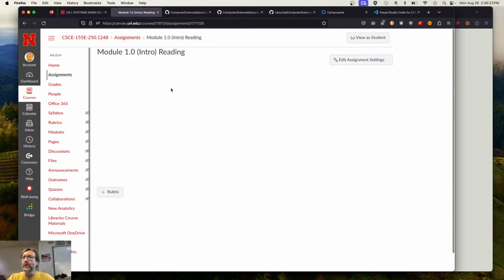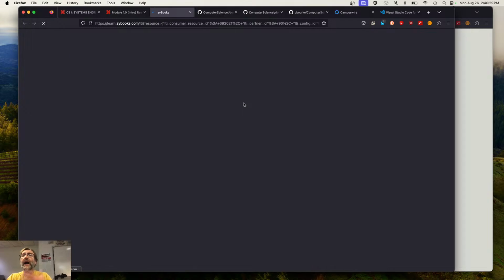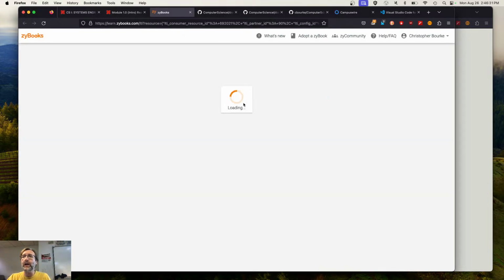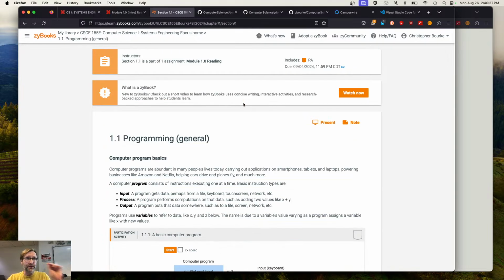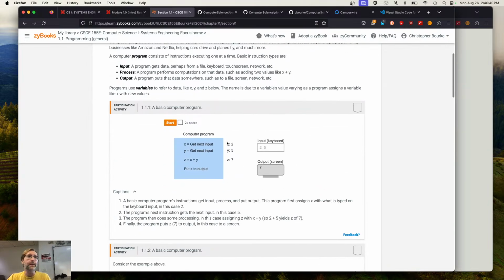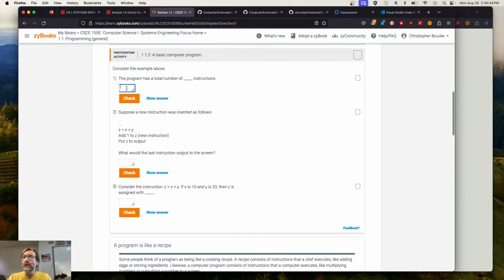Go to that, hit the button to open it up in a new window. If it's your first time, it'll ask you for the access code and stuff like that. But otherwise, once you do that, it associates your Canvas ID and your Zybooks code, and you can start reading. At the end of each reading, or embedded sometimes, are some questions.